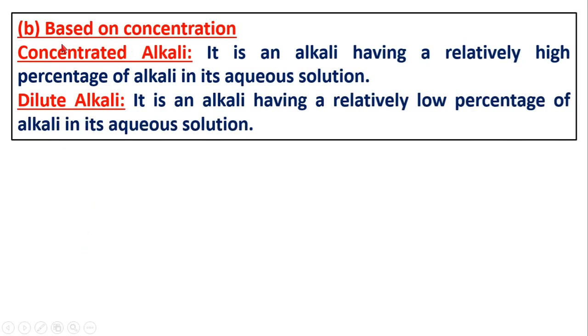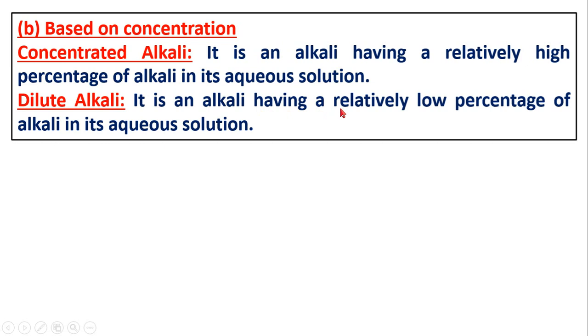B. Based on their concentration, it is classified into concentrated alkali and diluted alkali. What is an alkali? Bases that are dissolved in water are called alkalis. The first one, concentrated alkali. It is an alkali that has a relatively high percentage of alkali in its aqueous solution. So in a solution, the percentage of base is high. It is called a concentrated alkali.